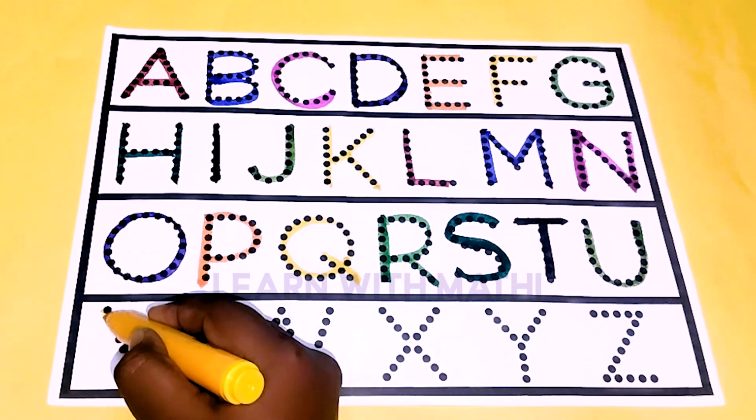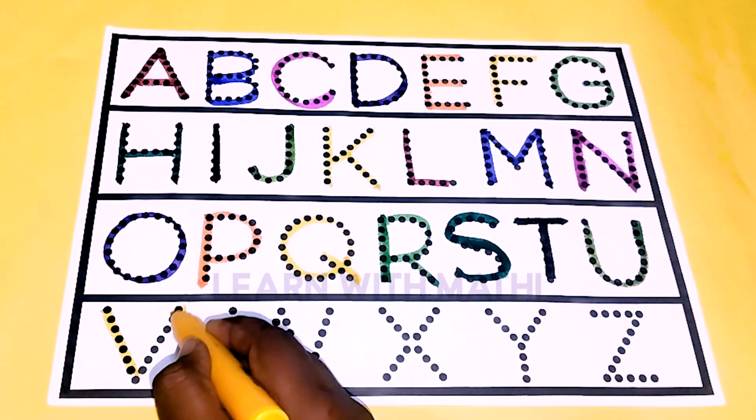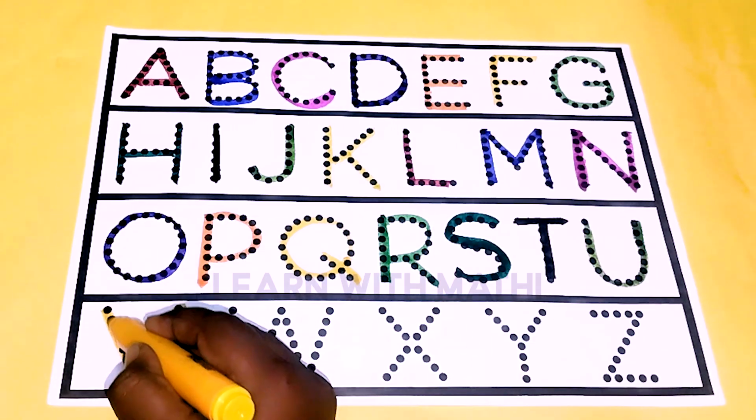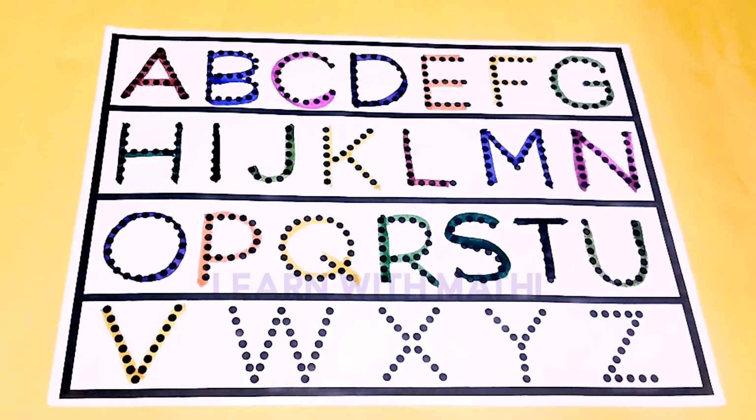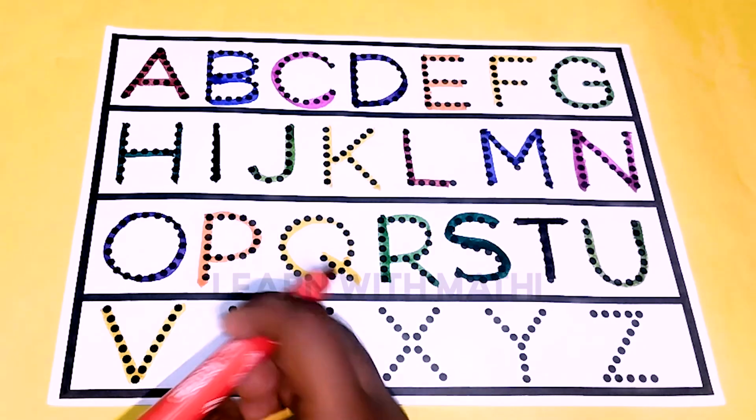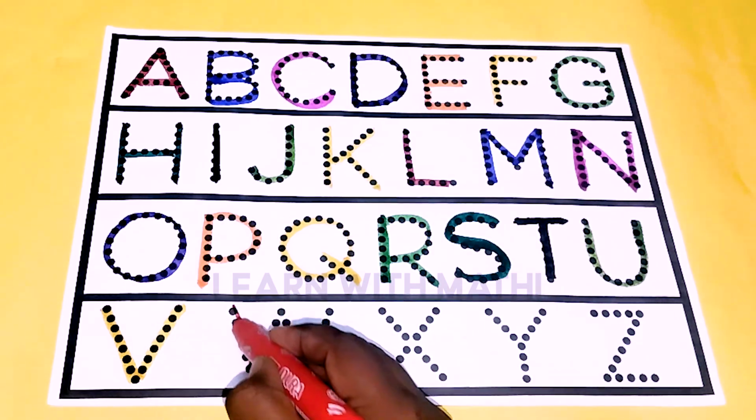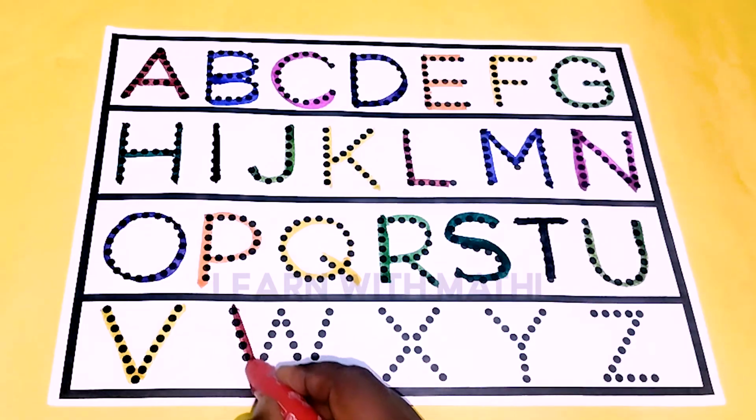This is yellow color. V. V for van. This is red color. W.